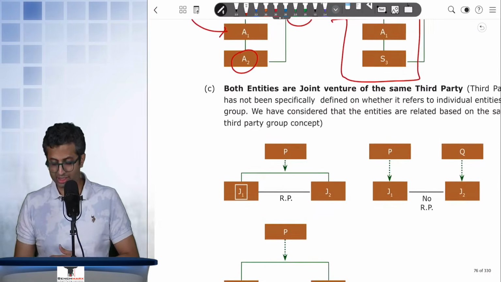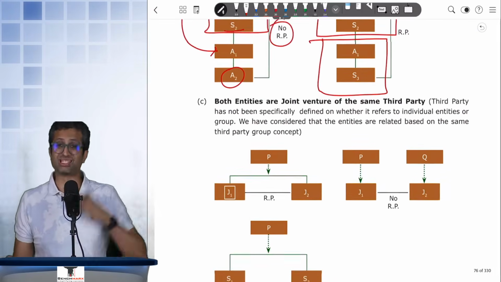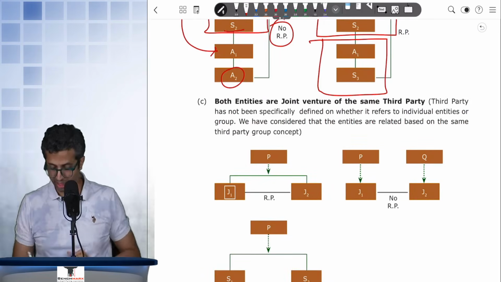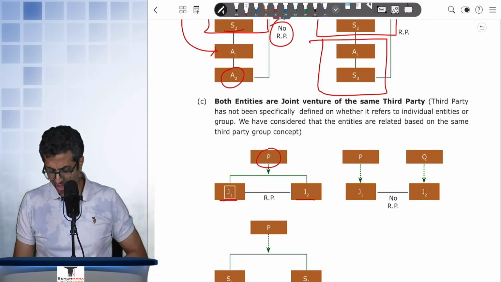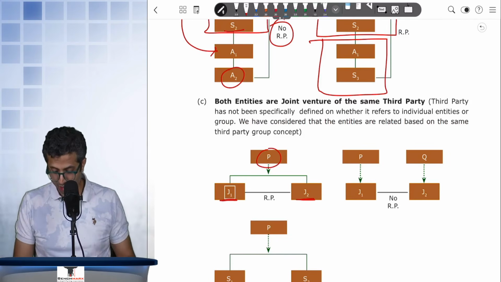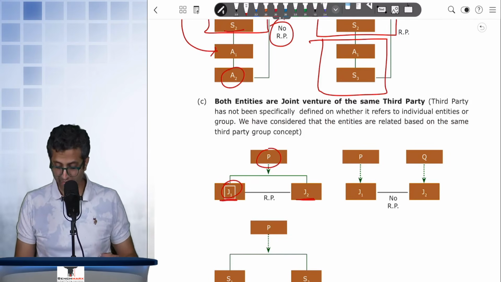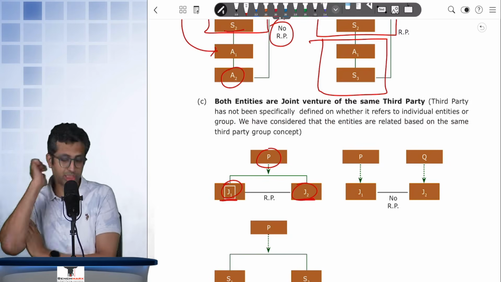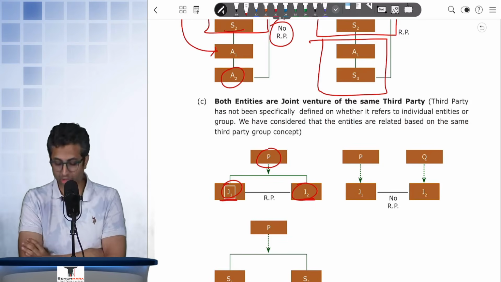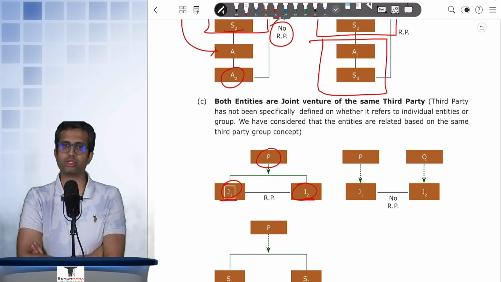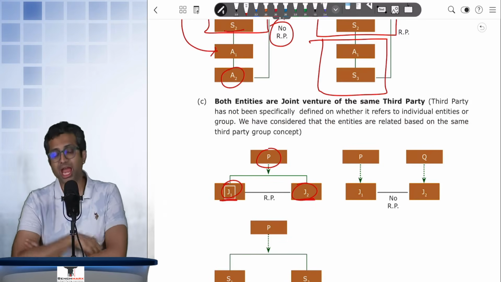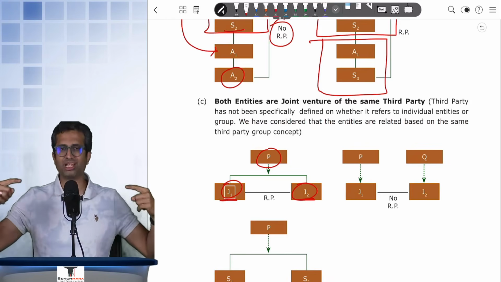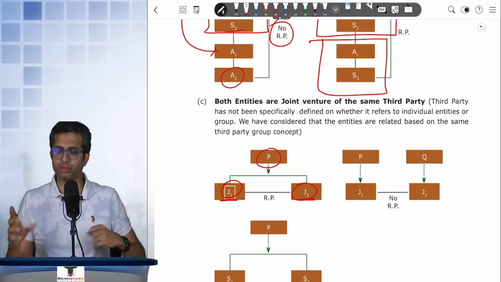Similarly, when you go to the next point, both entities are joint venture of the same third party. Like these are two joint ventures of the same third party. Like there is P, there is J1 and J2. Remember, for J1, P is related. However, J2 is not related because, technically, at least as per clause A and B, it is not a joint venture of a group member. P is not a group member. And hence clause C comes in where it says that, well, you know what, even if both entities are co-joint ventures of the same third party, they are related.